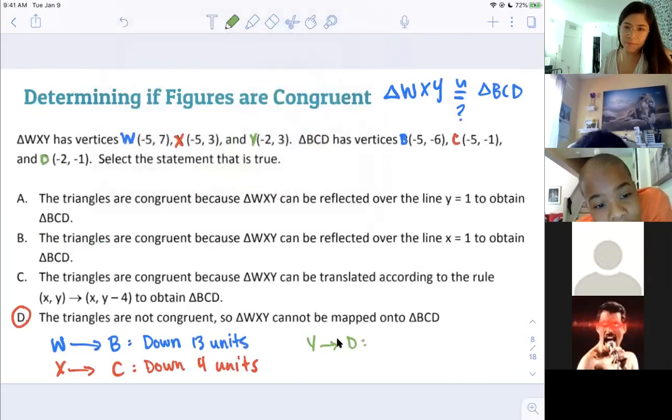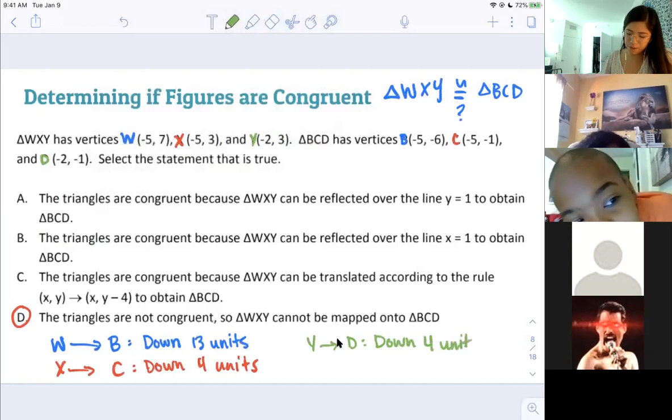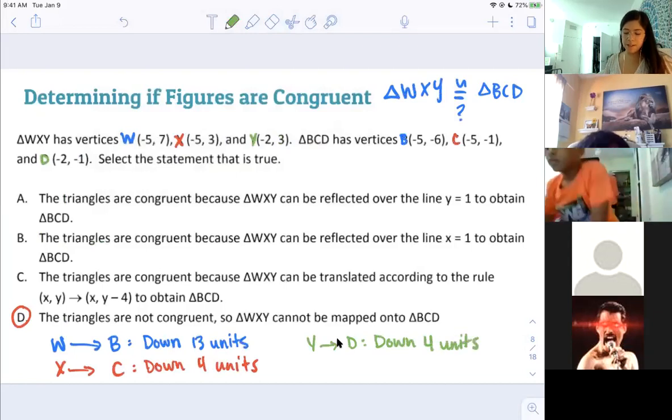I'm going to let someone else answer that one. It's basically the same thing as the last one. What happens there? You start at 3 and it goes down to -1. They have the same Y coordinates as the last one, so all you have to do is look at X. Down 4 units, same thing. Exactly. Because they're all moving down, what happens between W and B?